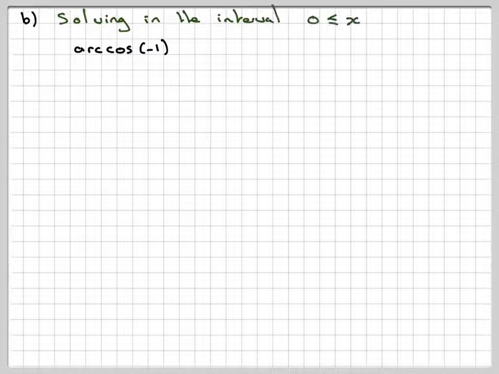The second one, arc cos of minus 1. Well, the cos graph for the inverse function to exist is valid from 0 to pi. Now, when you're doing minus 1, 1, and 0 for arc cos and arc sine, it's better to use the graphs.